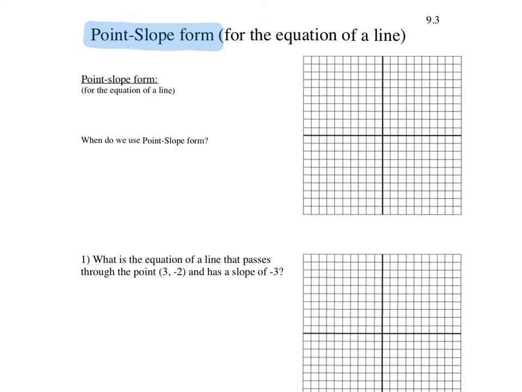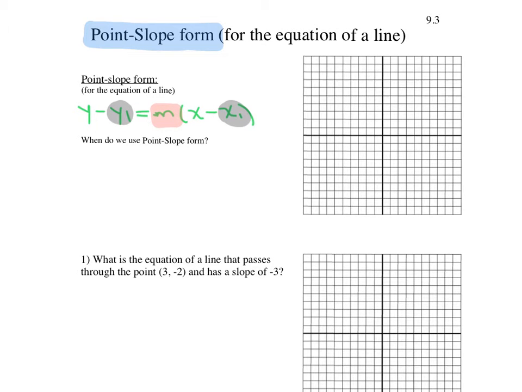So again, I'll just reiterate that. All you need is a point and the slope to graph the equation of the line. So this is different from y equals mx plus b form. So the equation for point slope is the following. We have y minus y1 equals m times x minus x1, where x1 and y1 are the points on the line, and m represents the slope.